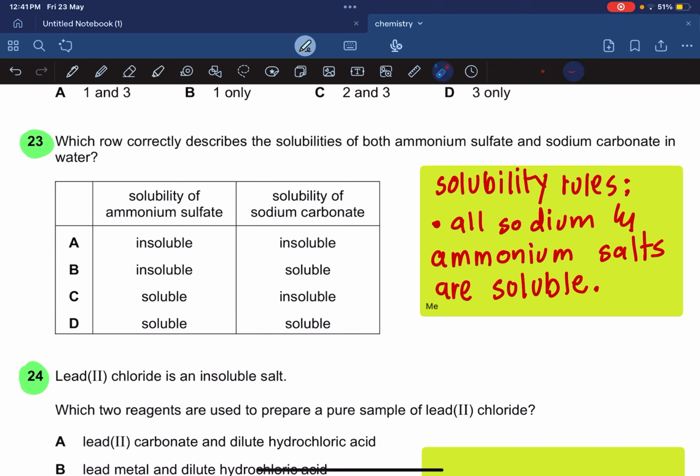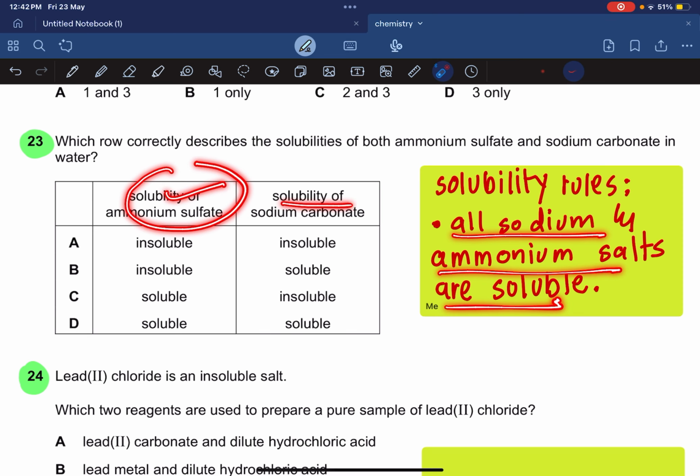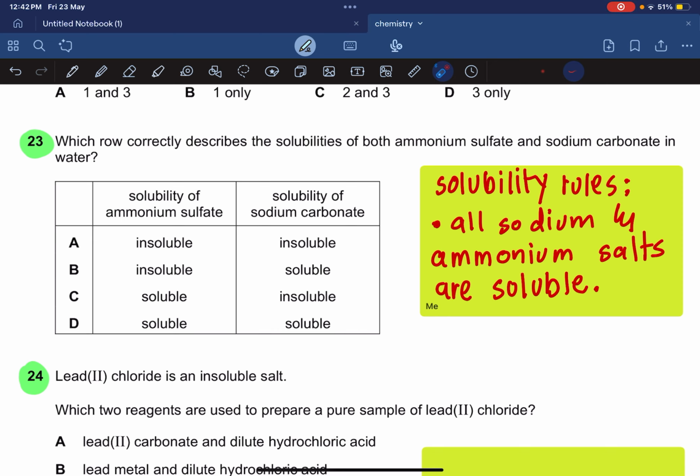I guess cramming-based questions are the easiest, in which you simply have to learn the cation and anion tests, the tests for gases, and the solubility rules, and it just makes life a lot easier. So all sodium salts, all ammonium salts, all potassium salts, all group 1 salts, they're all soluble. So ammonium sulfate is definitely soluble, and sodium carbonate is definitely soluble.